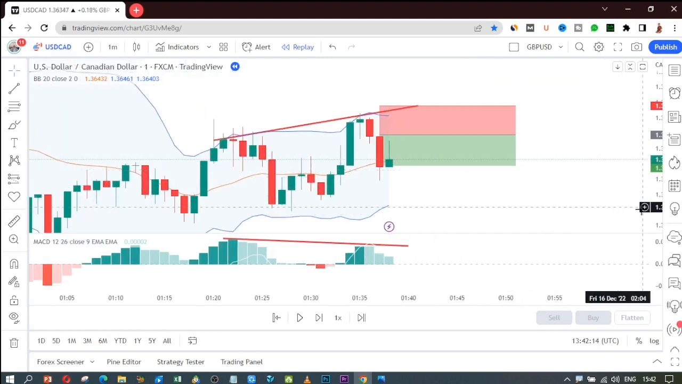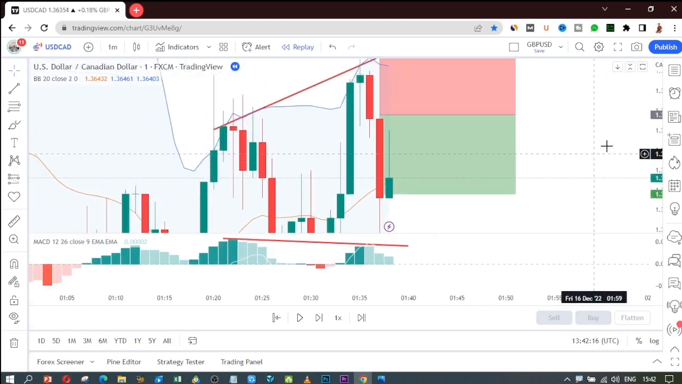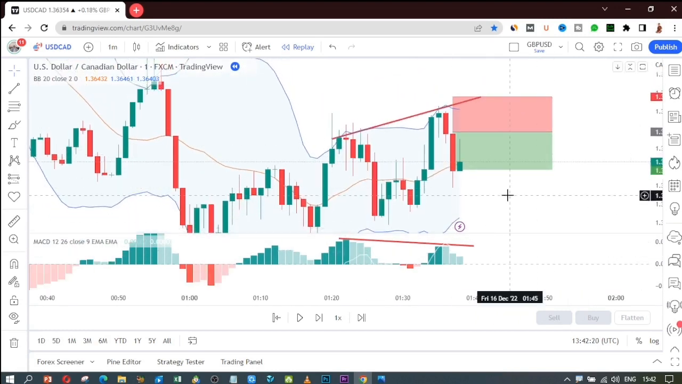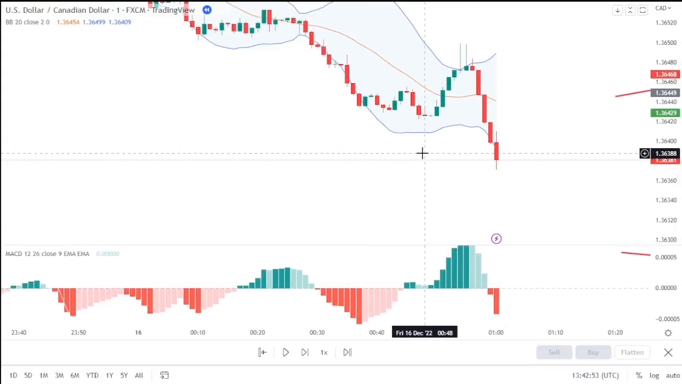That's why I said this is a scalping strategy, because your take profits are going to be very close to your entries and you're going to make your profits as fast as possible. Let me show you another example of how it works and how you are going to buy or sell it.